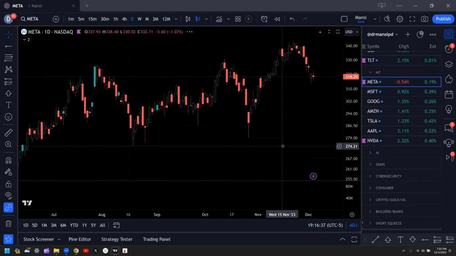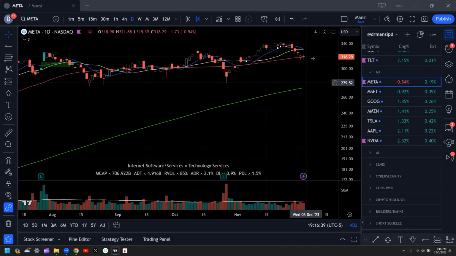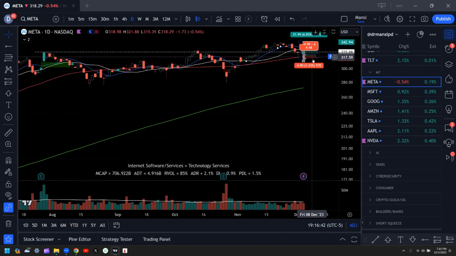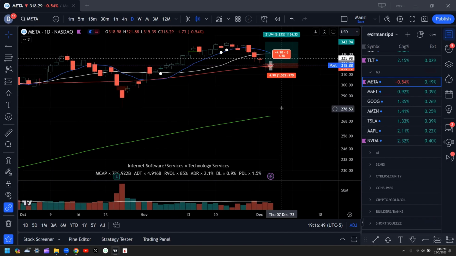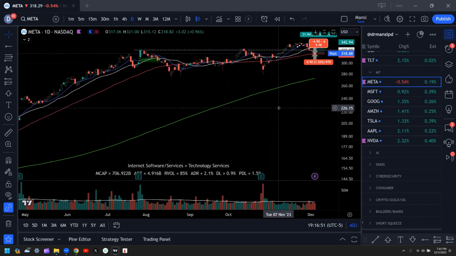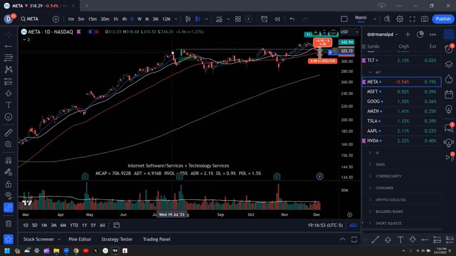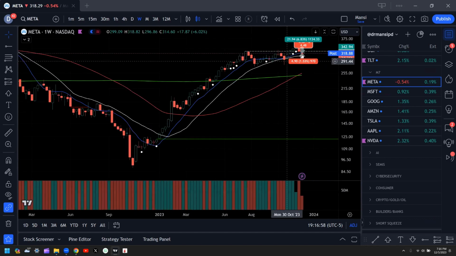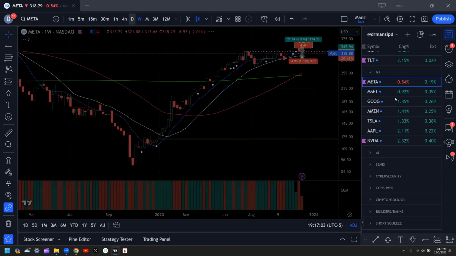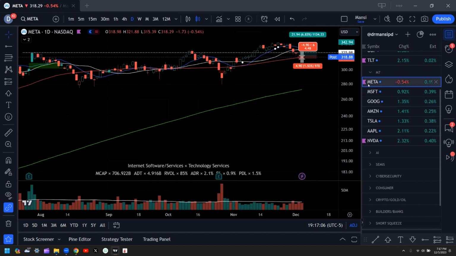So Meta was actually a name that I took today as well. It just narrowly stopped me out before bouncing right back up. So this name has been finding support on the 50 MA. And if you zoom out, it's formed quite a large base for the past few months. Even on the weekly chart, it looks really constructive and looks like it's ready to start another long uptrend. So this is something that's definitely going to go back on my focus for tomorrow.